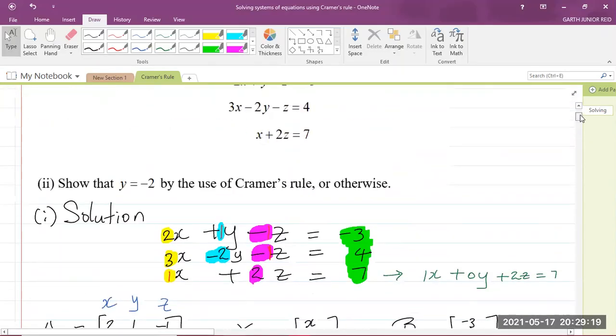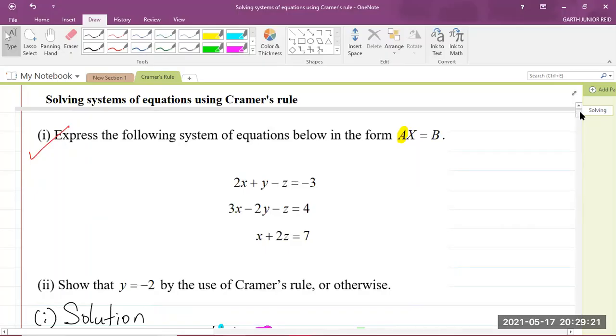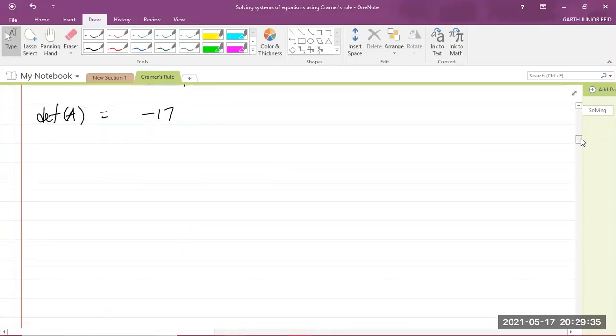Now let's go back to the question. Remember, the question stated that we are to show that y is equal to negative 2. Since I want the value for y, I'm going to find the matrix A_y. So I now want the matrix A_y.